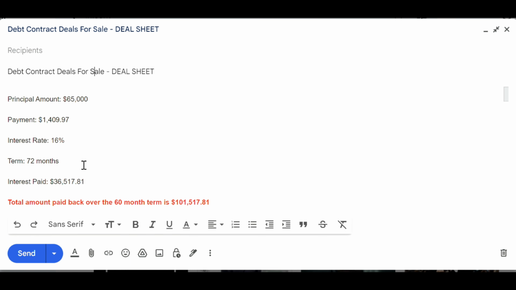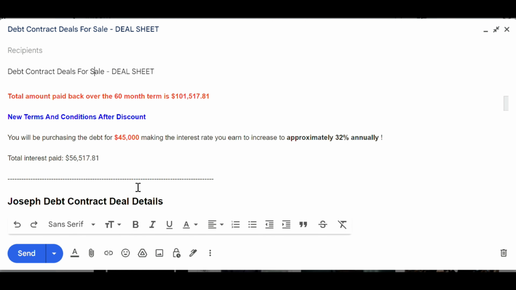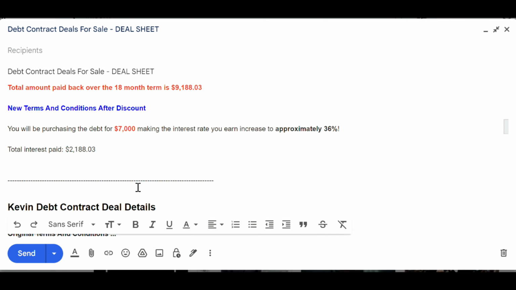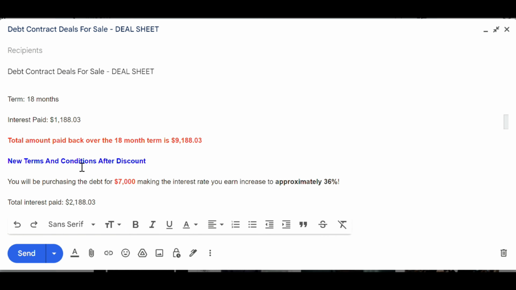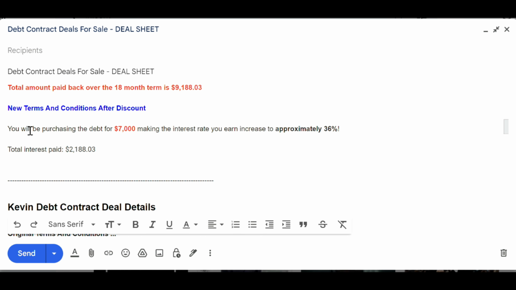So what we have here is the original terms and conditions, and then as we move down further is the new terms and conditions after a discount, okay? So again, we have all these other deals down here and it's set up the exact same way: original terms and conditions, and new terms and conditions after discount. All right. So now to keep in mind, guys, we're going to talk about this in full later.